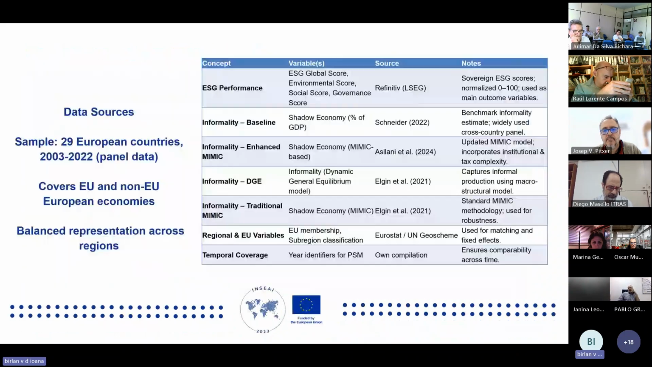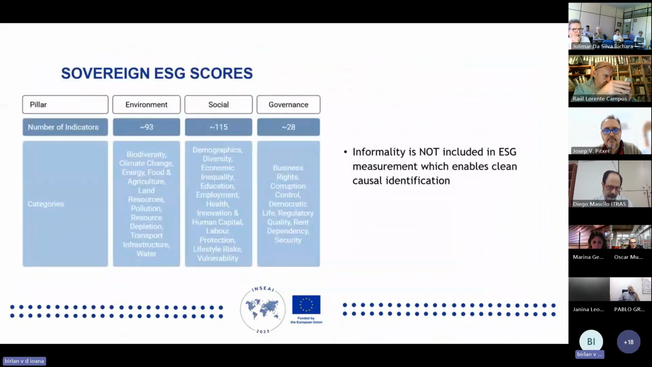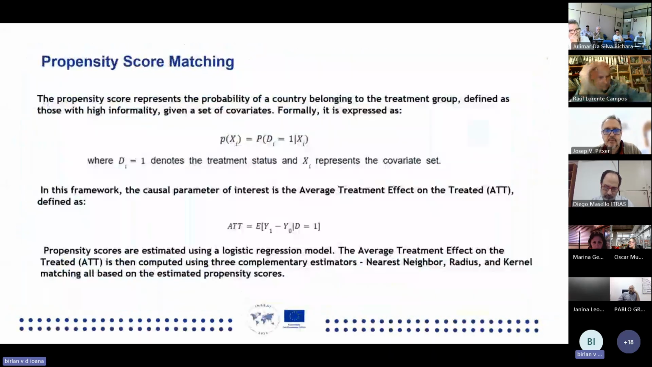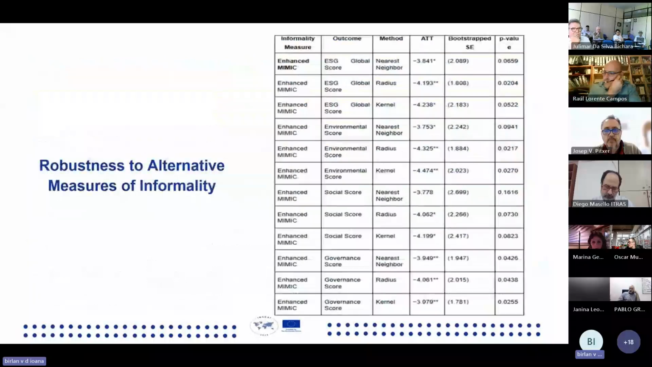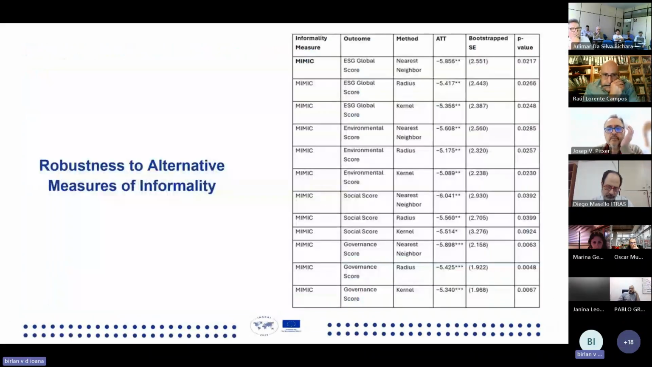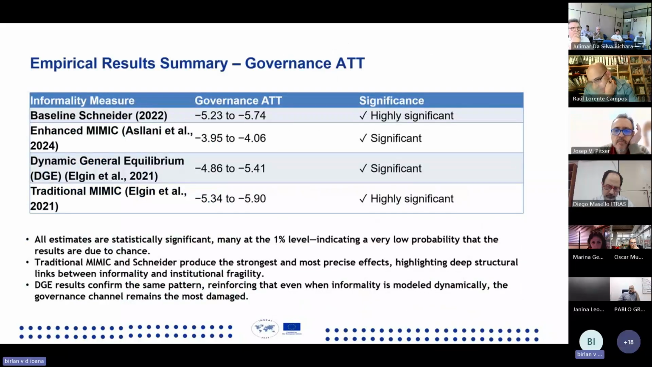These results are also to be expected, and it links back to the previous slide where I showed you the number of indicators that exist for each pillar. We see that the least number of indicators is for governance. So that is where we see the most improvement could appear. And we do suggest that informality measures are included in the governance pillar. And going back to the results, yes, we see this pattern occurring for all the informality measures, even in the DGE results.